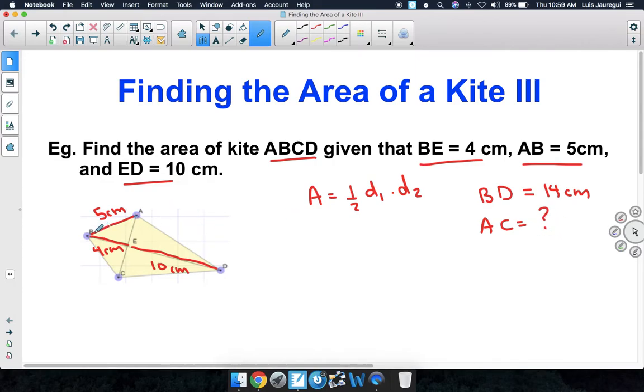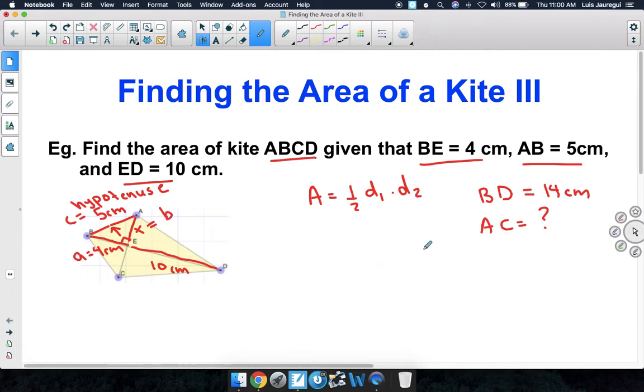Since we have this information, we can remember that the diagonals cross each other at a 90-degree angle. Here, we're going to call this little segment x, and we're going to use the Pythagorean Theorem to solve for x, and then we're going to double that to get the entire length of the diagonal. Notice that the side across from the 90-degree angle is 5 centimeters. That's your hypotenuse, so that's equal to c in the Pythagorean theorem.